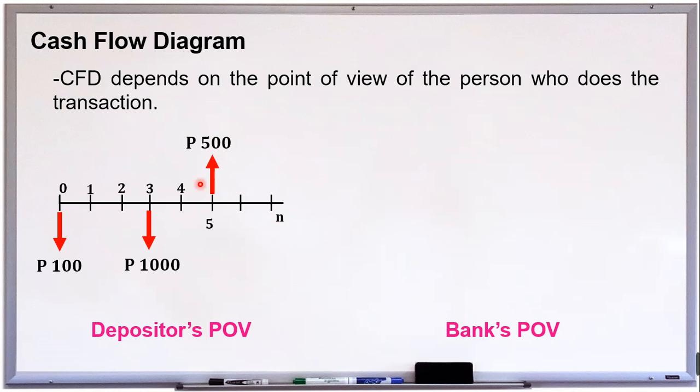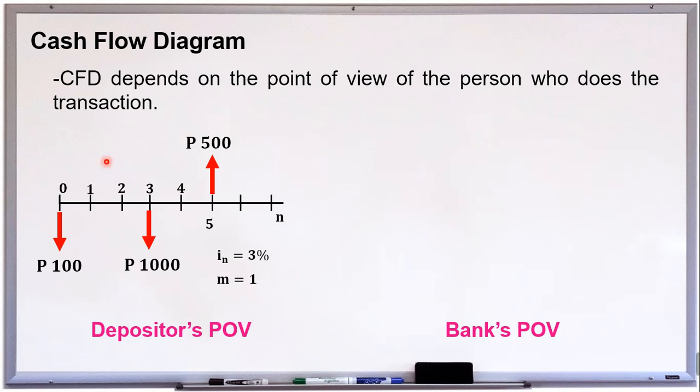Now, in creating a cash flow diagram, do not forget to include the nominal interest rate for the transaction. So we have here 3% and also the compounding scheme. So here we have m equals 1. It indicates that the compounding scheme is annual.